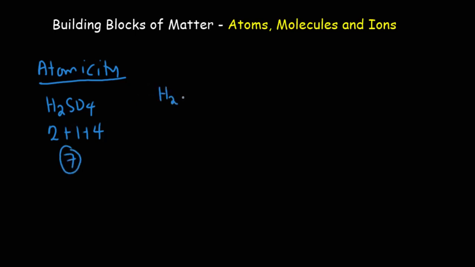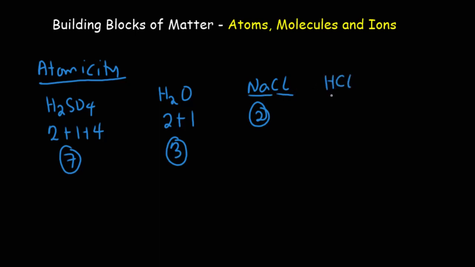What about water? Water is made up of 2 hydrogen atoms plus 1 oxygen atom, and so it has an atomicity of 3. Sodium chloride has an atomicity of 2 because it's made up of sodium and chlorine. What about HCl? The atomicity is 2.